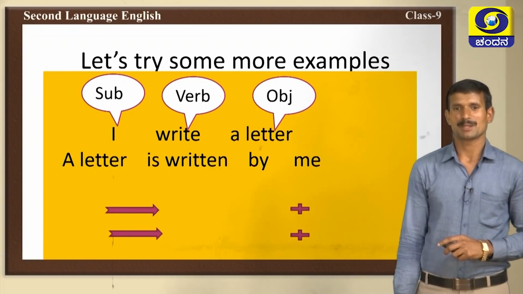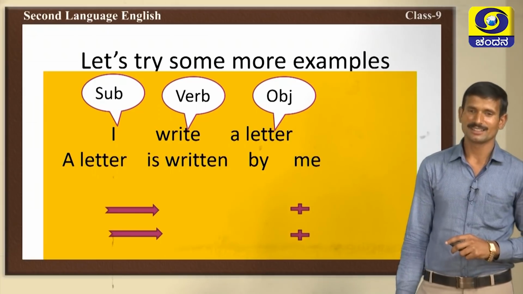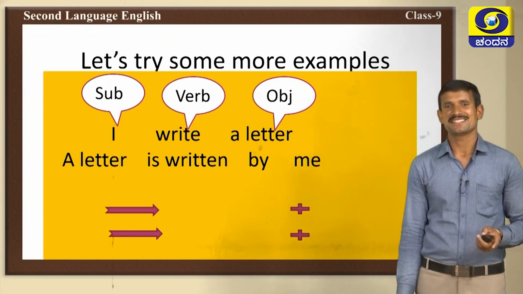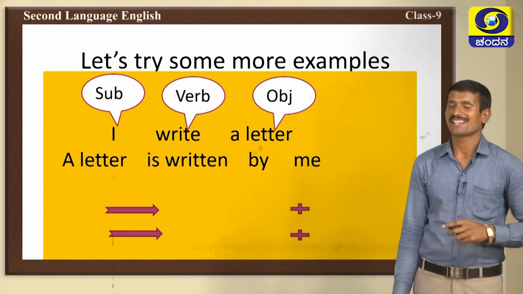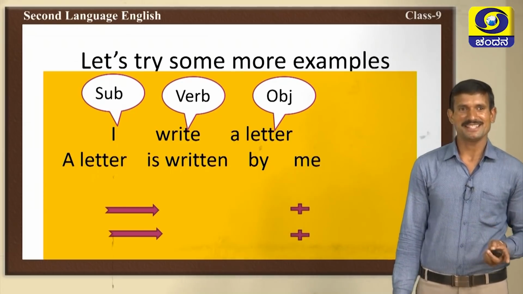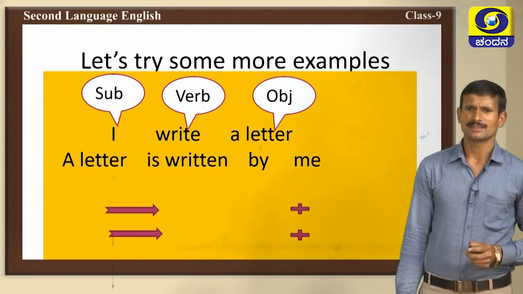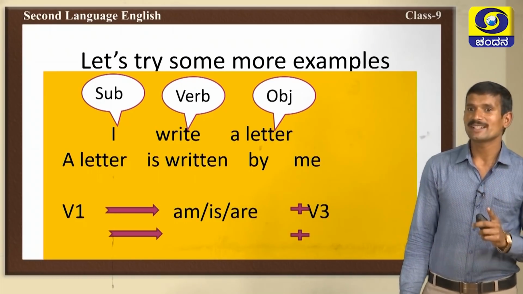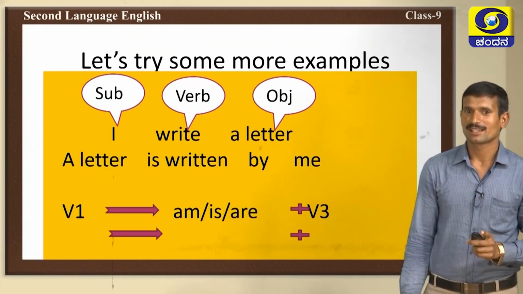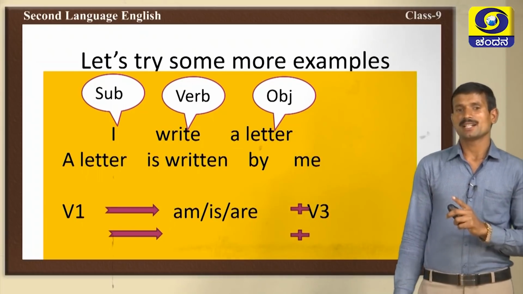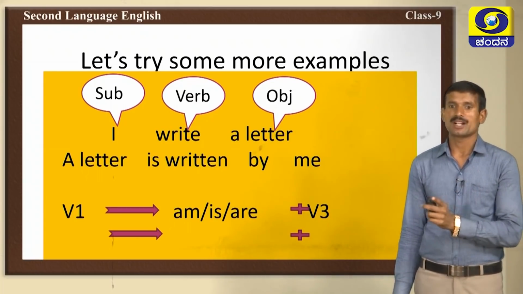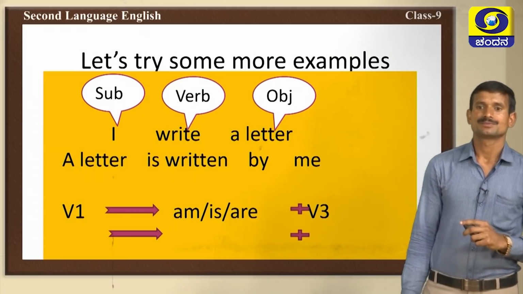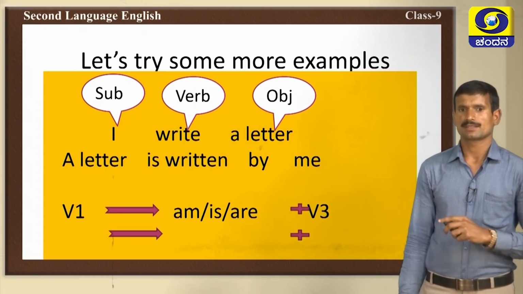Then the preposition by is there. Then I changes into me, as we already discussed. I changes into me. Then you should remember this one. If verb 1 is given in the active voice, in the passive voice, we should use this formula to change active voice to passive voice.